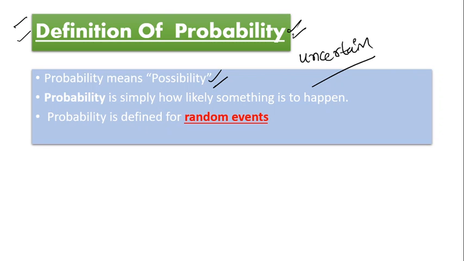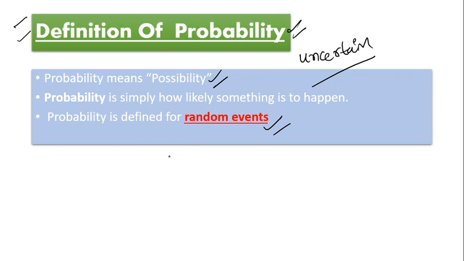Probability is simply how likely something is to happen. It means in how many ways a particular event may happen or may not happen. Probability is defined for random events. Basically, all those events which are random events, for them we define the term probability. Probability means possibility, how anything can happen, and it is specially defined for random events.